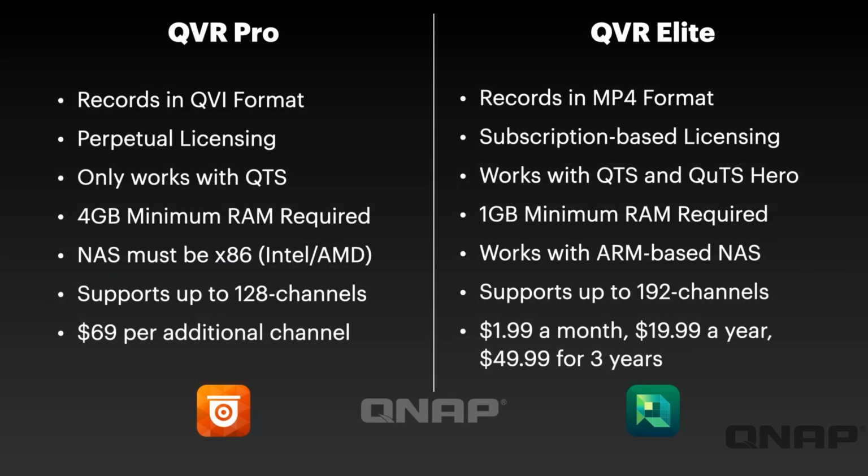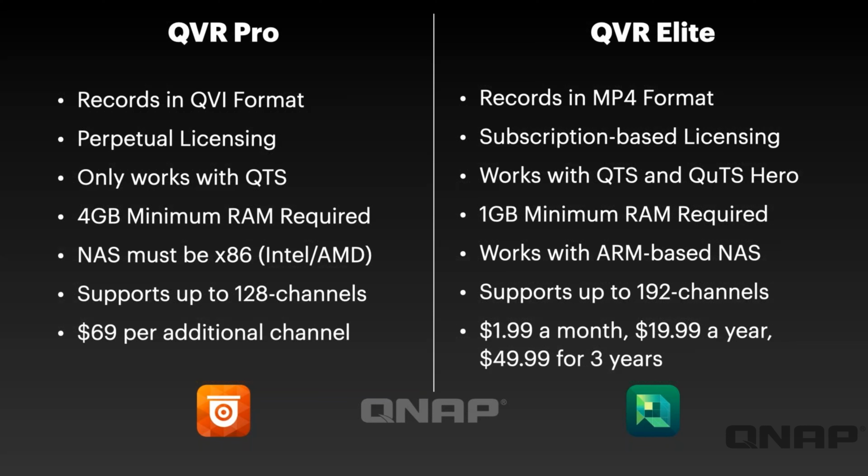The main big difference is the amount of RAM required to run QVR Elite is a lot less. So it's a lot less stringent on its requirements. You can run it on NAS down to 1 gig, which does include the ARM-based NAS that we have in the lineup as well, so long as that ARM-based NAS has at least 1 gig of free RAM available. You can use QVR Elite both on our QTS operating system as well as on QuTS hero, whereas with QVR Pro, it only works with QTS. You can't run that on our Hero operating system.